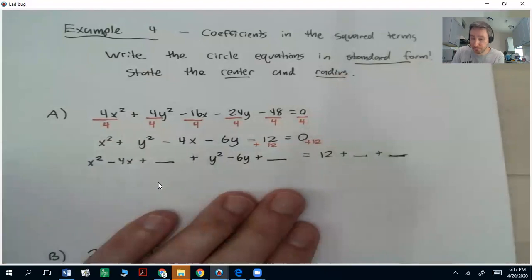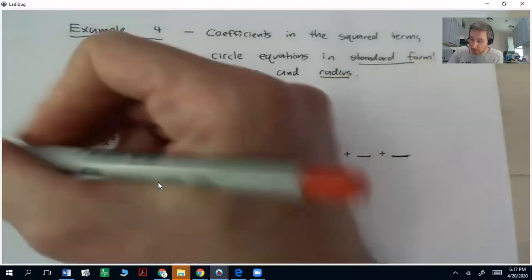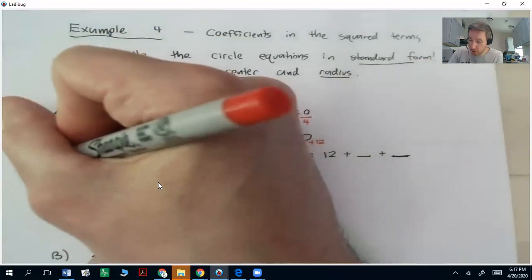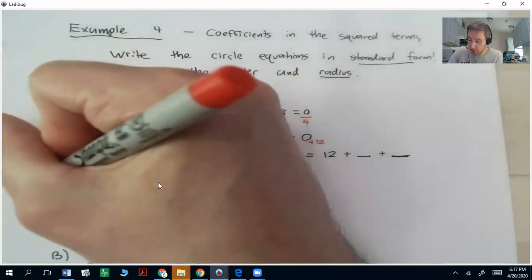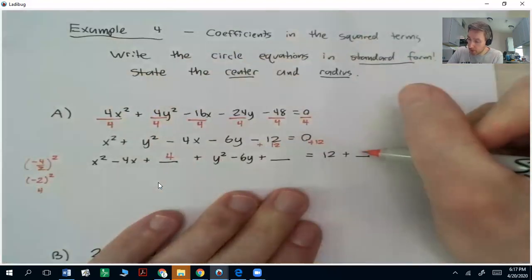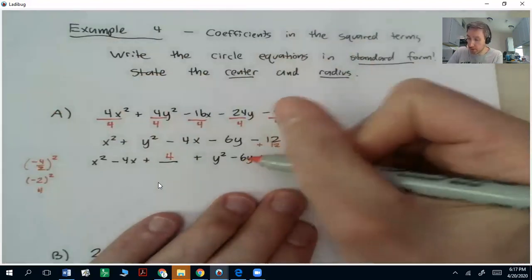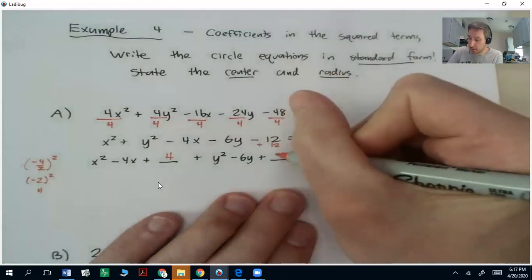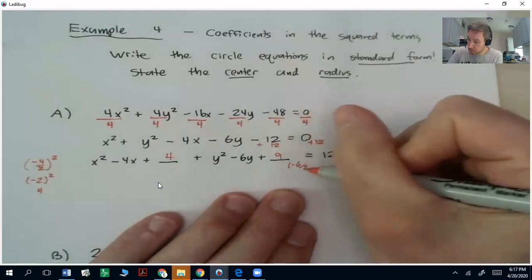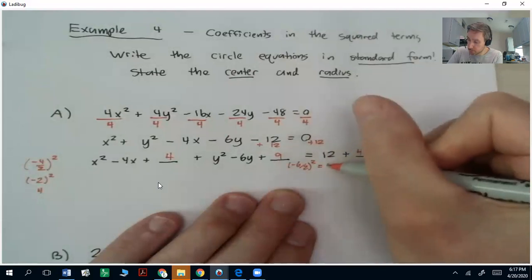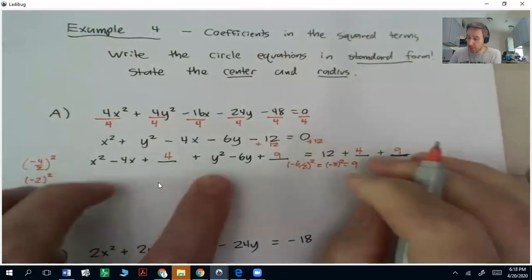Completing the square part, divide the b terms by 2 and square them. So negative 4 over 2 squared is going to be negative 2 squared, which is positive 4. That'll go there and there. Negative 6 divided by 2, that's going to be negative 3 squared, which is 9. That'll go there and there. So we've identified the numbers that complete the square.